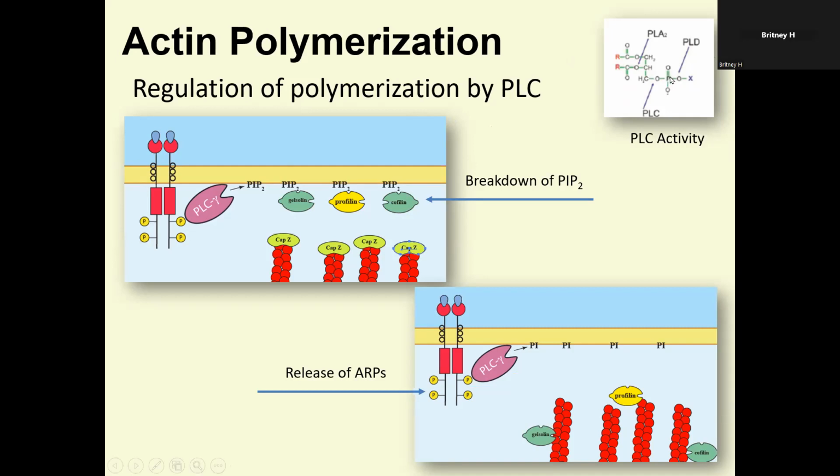But what's most important here is you're losing PIP2. So when this comes along, it breaks down this PIP2, and that releases gelsolin, profilin, cofilin, and now they can go down and start the process. So you've taken the CAPZ off the top, and you've released these enzymes. We're ready to start changing our microfilaments around.